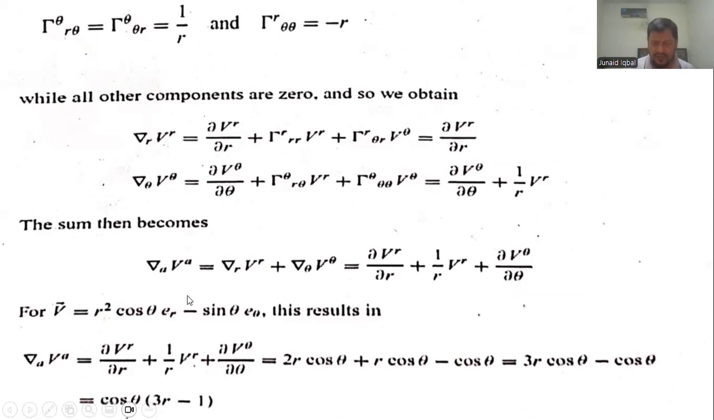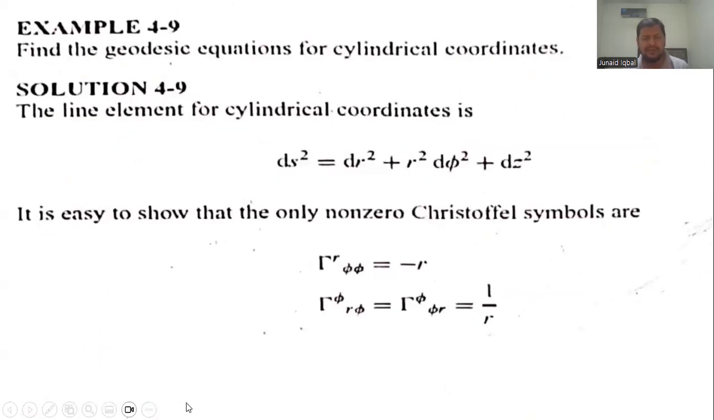So this is our final result. It is equal to cos theta (3r minus 1). This is very important. Another example: find the geodesic equation for cylindrical coordinates. In cylindrical polar coordinates, ds square is defined by dr square plus r square d phi square plus dz square. For this metric tensor, the non-zero Christoffel symbols are these values.